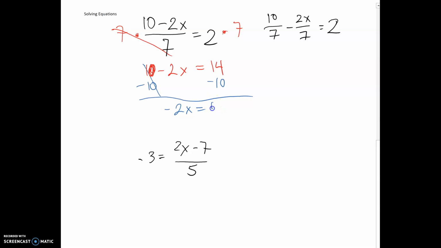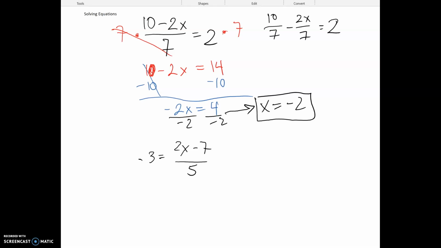14 minus 10 is 4. Last thing, some people might be forgetting this minus sign, minus 2x. That minus goes with that 2. Be careful with that. We're going to divide both sides by negative 2, so our answer happens to be negative 2. 4 divided by negative 2 is negative 2.